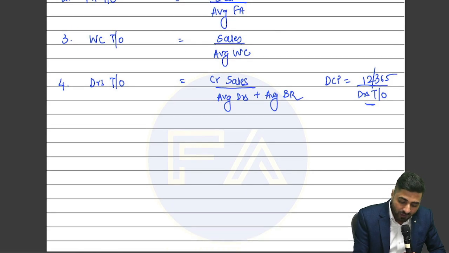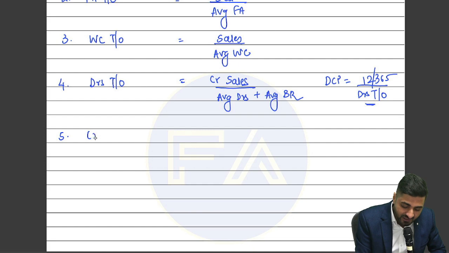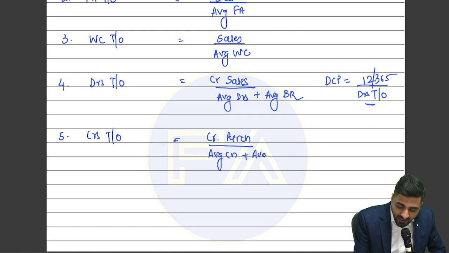So now, all my intelligent students, please tell me what is creditors turnover ratio. Frame the ratio and tell me. Very good. Credit purchases upon what? Average creditors plus average bills payable. And of course, what will be your creditors payment period? 12 or 365, divide that with what?